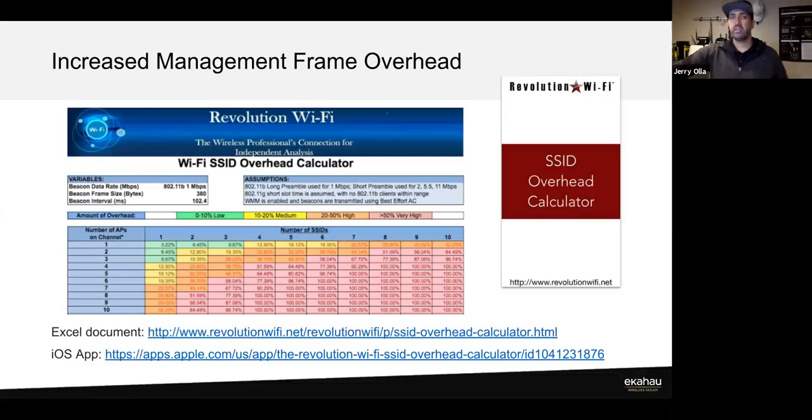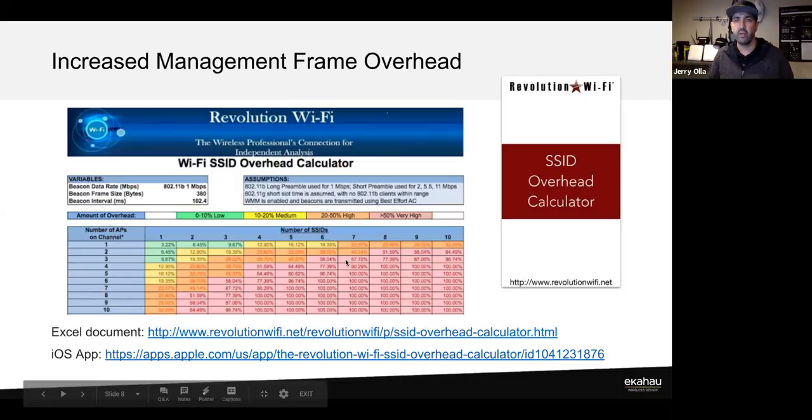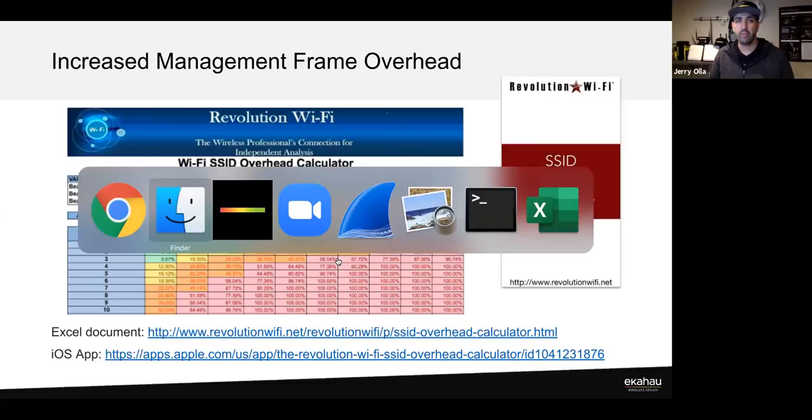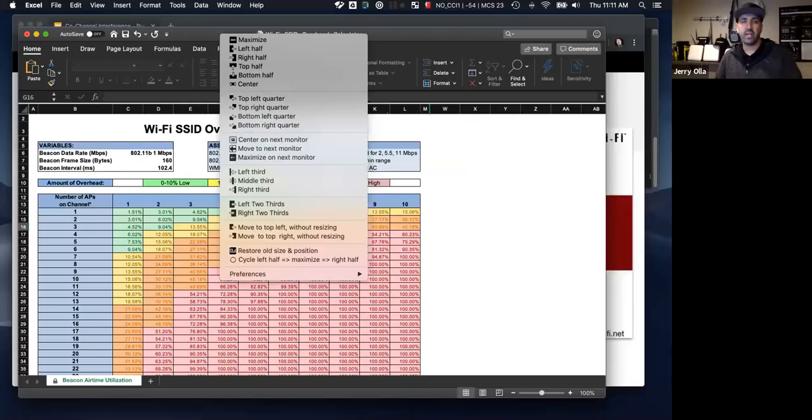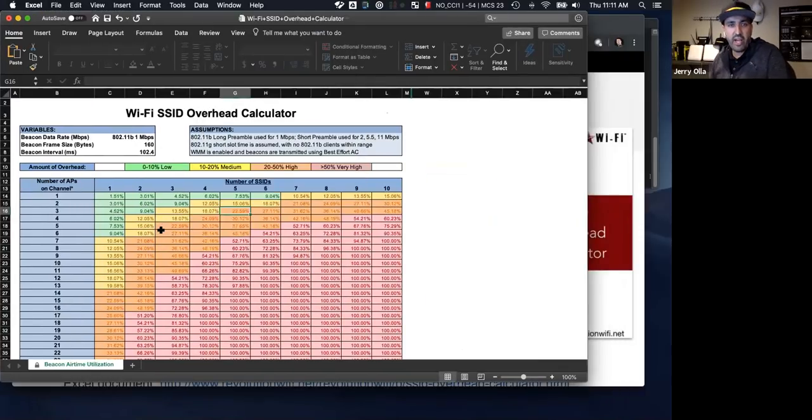Let's use this as our starting point to visualize what's happening from an SSID standpoint. What I'm going to do is pull up the SSID calculator, and we'll first look at the math behind this. Let me go out of full screen here so we can pull this up. All right, so I've got the SSID calculator pulled up in the Excel document. And if you haven't seen this before, it's pretty slick.